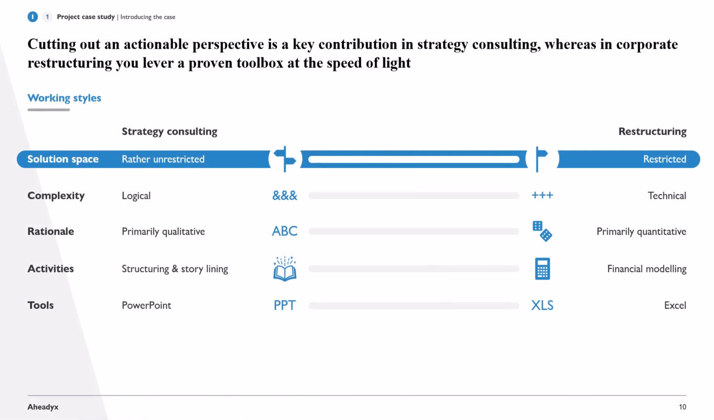First we have the solution space, and here it should be noted that in strategy consulting this is much more unrestricted than in restructuring, where it's pretty restricted. To give an example, think of the cash flow statement. You have cash flows from operations, from investments, and from financing, and you're not really supposed to change that or come up with a fourth category. I mean, give it a try and show it to your project manager or the bank. Not sure what they're gonna say.